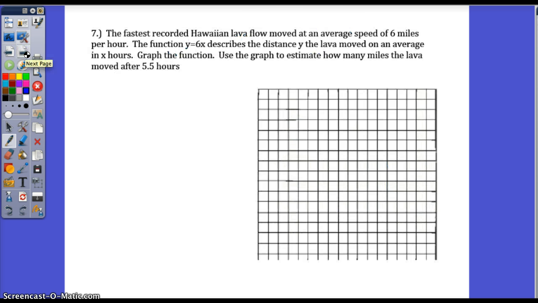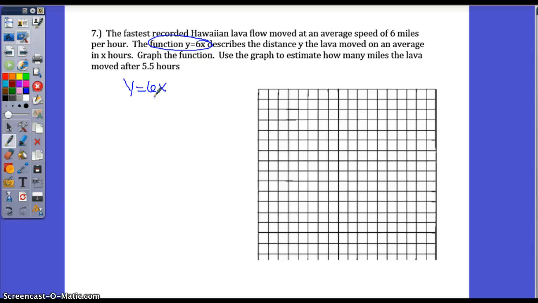Let's do a word problem now. It says the fastest Hawaiian lava flow moved at an average speed of 6 miles an hour. The function y equals 6x, I'm going to write this real quick, y equals 6x, describes the distance y the lava moved on average in x hours. Graph the function. Use the graph to estimate the miles after 5.5 hours.